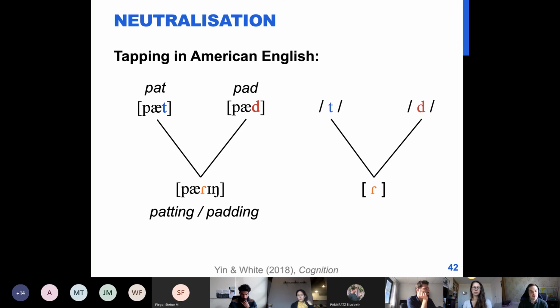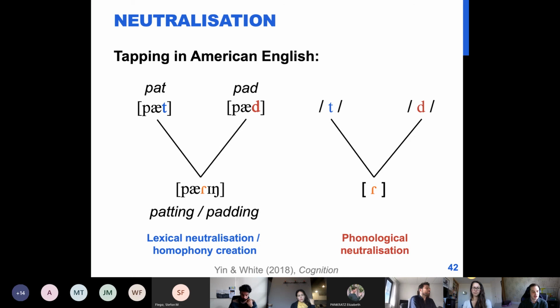We can talk about neutralization on two levels. We can talk about it on a phonological level: the contrast between these two sounds is lost. And we can also talk about it at a lexical level: the contrast between these two distinct words is lost when you add the suffix and get this change.